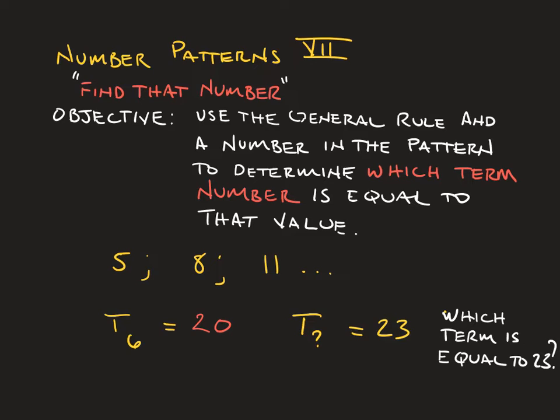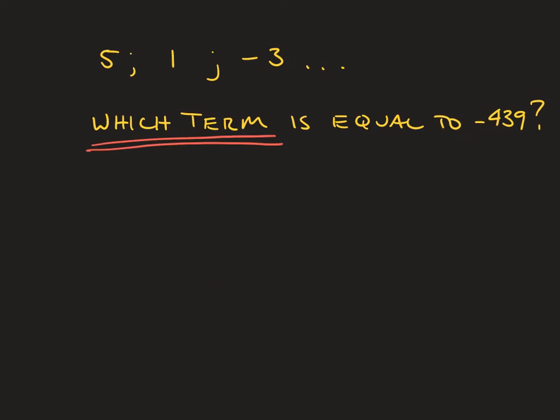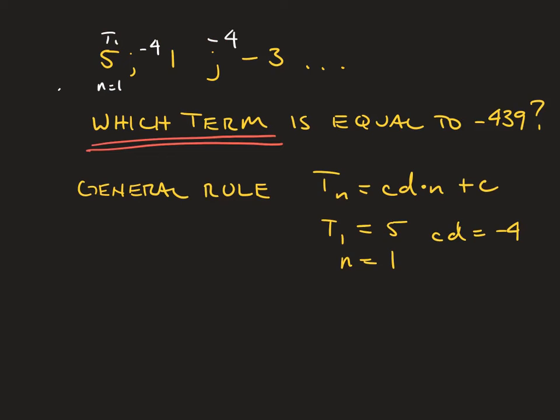Using this same pattern, it's very easy when we're using small numbers to answer that T7 is the term that will give us 23. The situation becomes a lot more complicated when the number you're looking for is far into the pattern. For example, this question states, which term is equal to negative 439? Most of you won't be able to look at this and write the answer, so we're going to have to use the general rule.